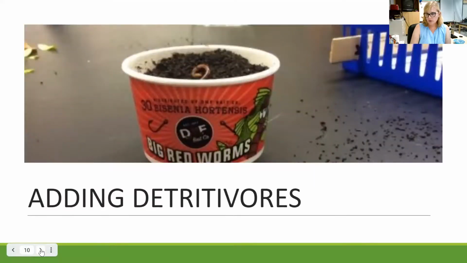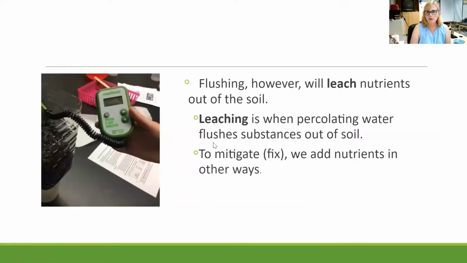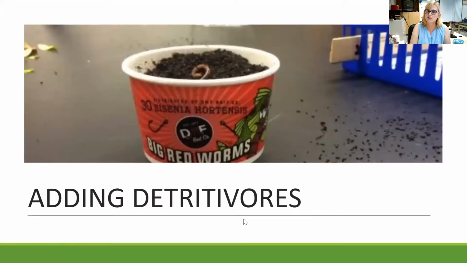In about a week, you're going to add detritivores. Oh, and going back, so notes coming up are going to talk about ways that we're going to add nutrients. And one of the ways we're going to add nutrients is through detritivores. Yes, worms.